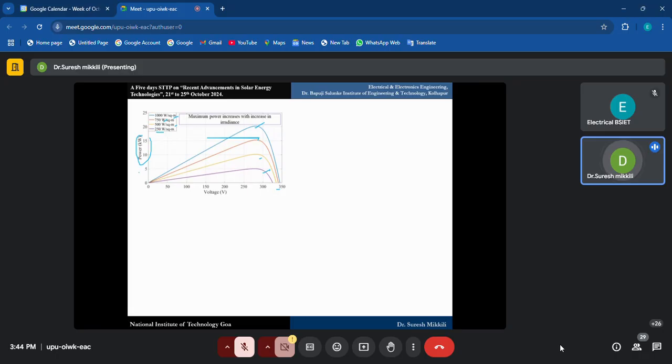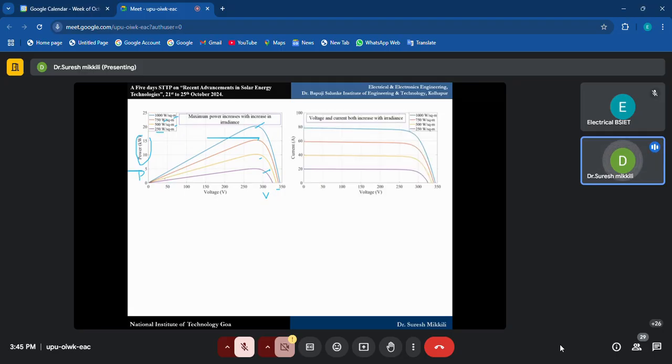This is what is called the PV curve, power versus voltage. The next one is the IV curve; we have already drawn IV curves. It is current versus voltage. If you observe, at 250 watt per square meter, how much current is there? 20 amperes is there. How much voltage? Maybe 330. So how much power can be generated? If you multiply voltage into current, you will get it.